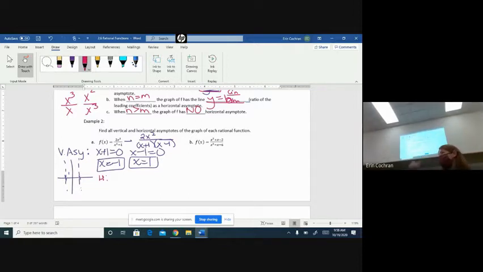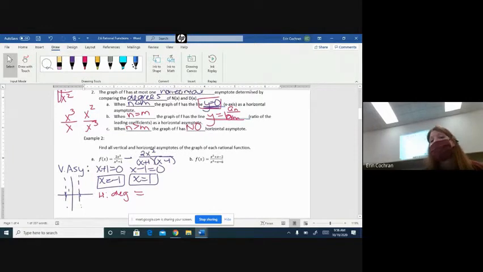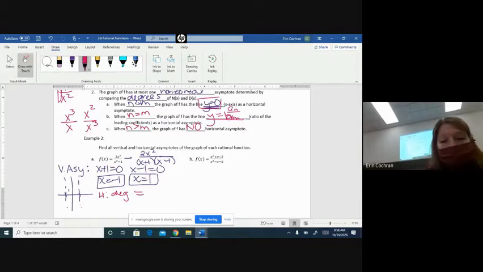Okay. Now for my horizontal asymptote, first off, look at my degrees. Is my numerator degree greater than, equal to, or less than my denominator degree? They're equal. My degrees are equal, right? And if my degrees are equal, we will have a horizontal asymptote at y equals the leading coefficient over the leading coefficient. So y equals a of n over b of n.